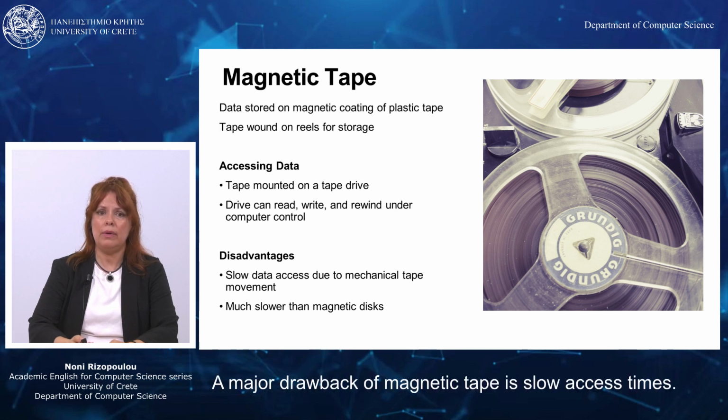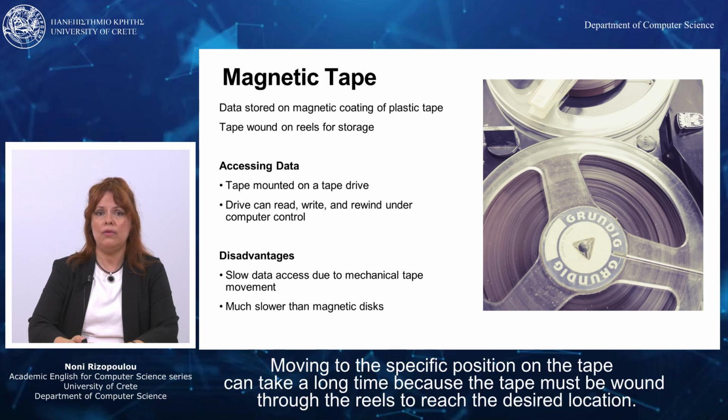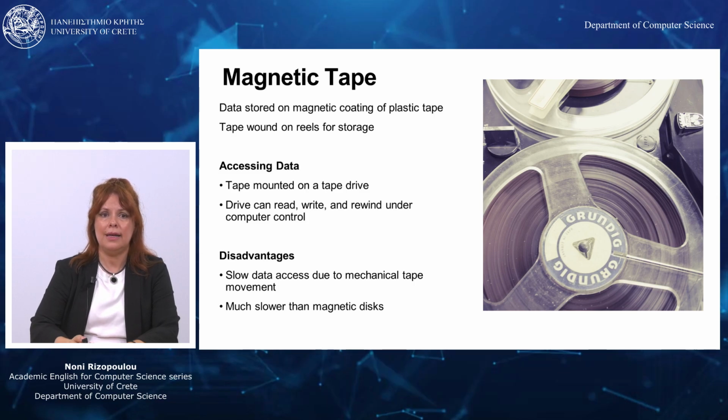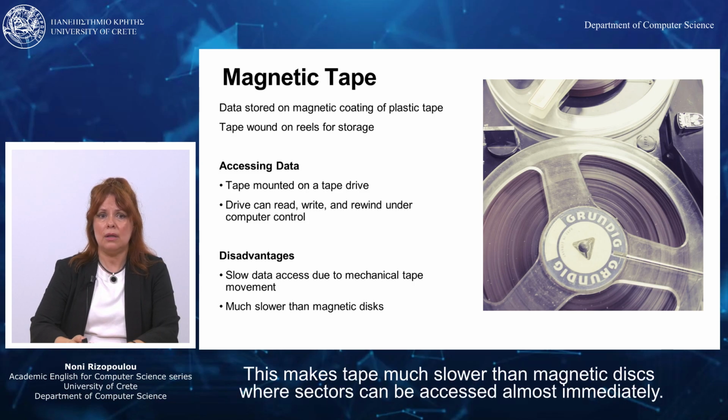A major drawback of magnetic tape is slow access times. Moving to a specific position on the tape can take a long time because the tape must be wound through the reels to reach the desired location. This makes tape much slower than magnetic disks, where sectors can be accessed almost immediately.